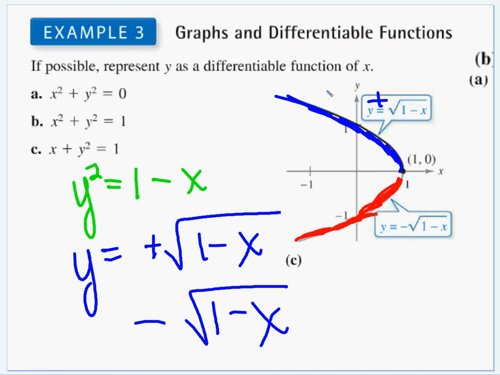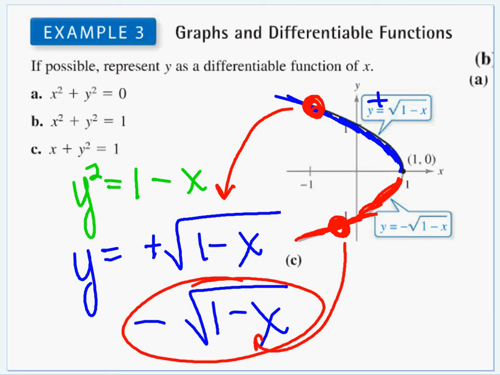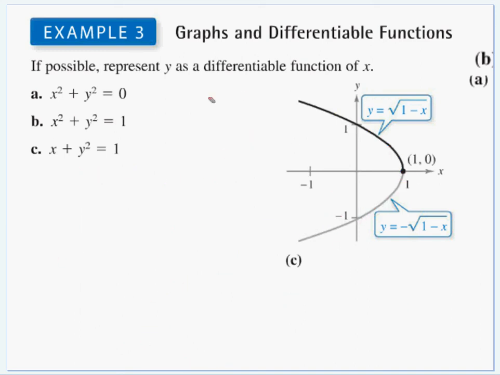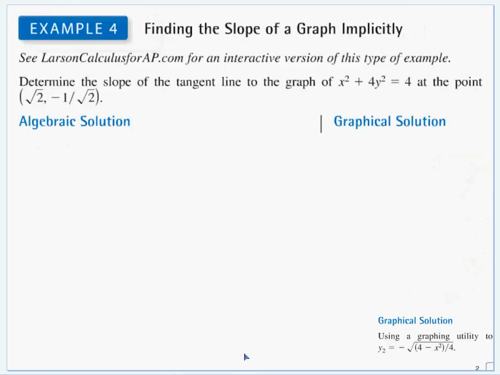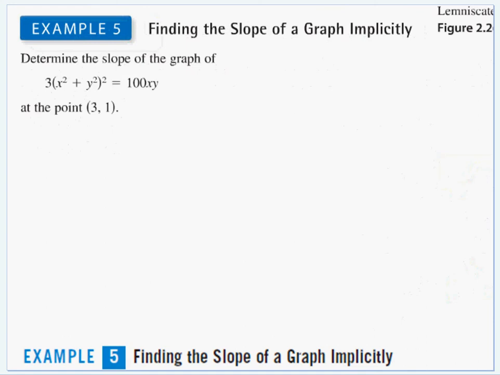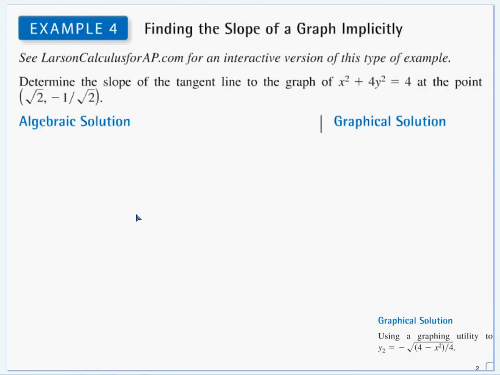Again, let's say we've got a point up here, we would derive and plug into the top piece. If we had a point on the bottom half of the parabola, we would plug that point into the derivative of this function. Or we could just derive implicitly. Okay, what's up next? Here we go. Is this the one? Oh, no. Okay, that's coming up.